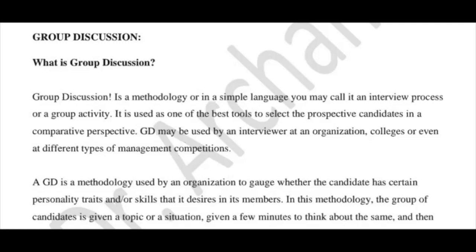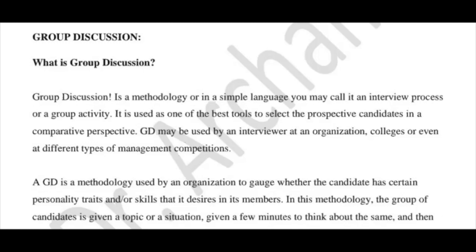So what we do is that instead of interviewing all the candidates, we interview only the prospective ones. So what is the exercise? We just make a group of 5 or 10 people, and with two groups we conduct a GD. GD is a group discussion, and out of those candidates, in comparison, we take out the prospective candidates. GD may be used by an interviewer at an organization, college, or even at different types of management conferences.